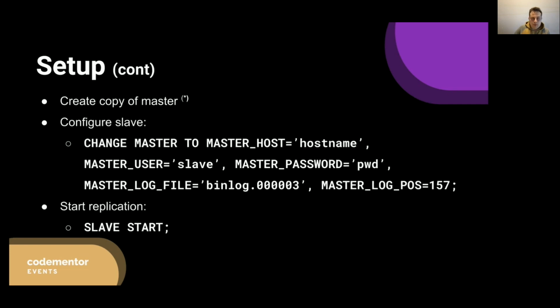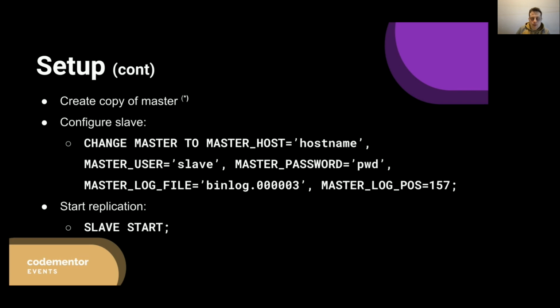On the replica, it will be a little bit more interesting. First of all, you should create a copy of the master host. If you're installing your database from scratch, you will just have an empty database. But in real life, it's usually not possible that master will have all events from the very beginning. So basically, you make a backup of master, then install this backup to the replica host, and then configure the replica to replicate from master.